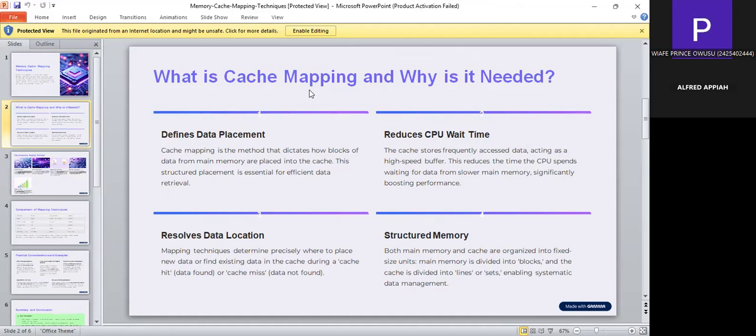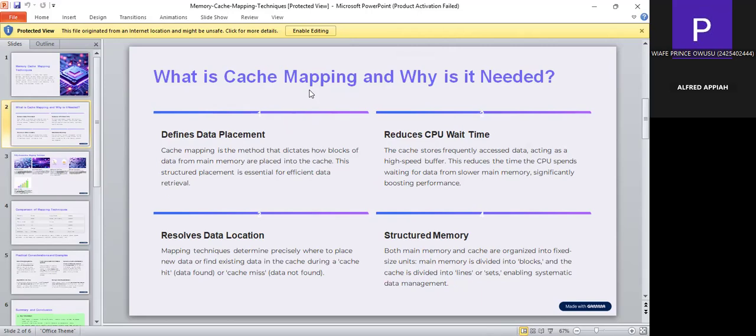The cache stores frequently accessed data, acting as a high-speed buffer. This reduces the time the CPU spends waiting for data from slower main memory, significantly boosting the performance of the computer. It also resolves data location. Mapping techniques determine precisely where to place new data or find existing data in the cache during a cache miss. That's a cache hit, where the data is found, or a cache miss, where the data is not found.